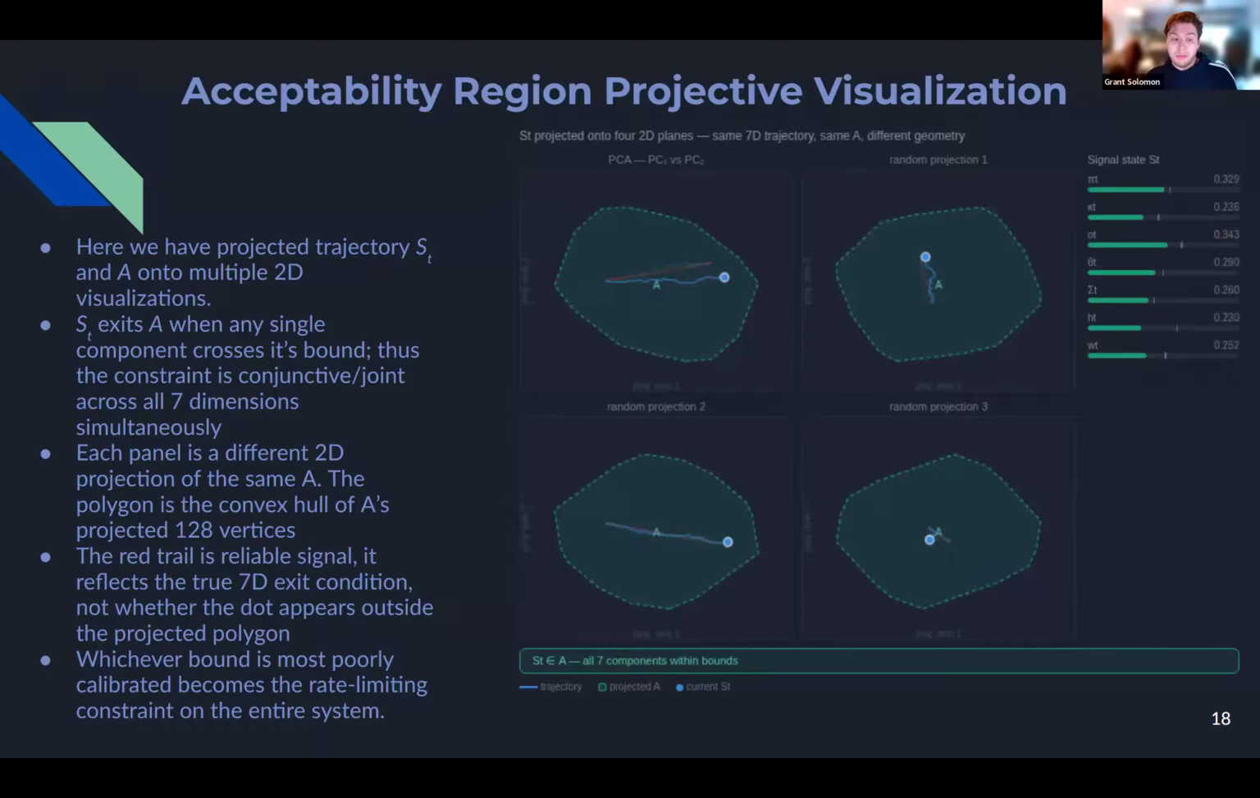Okay, this also shows why calibration matters. Depending on the dimensions of each thing, how this space is constructed, that will determine what is rate limiting. So even one poorly calibrated signal can result in a highly rate limited control system.